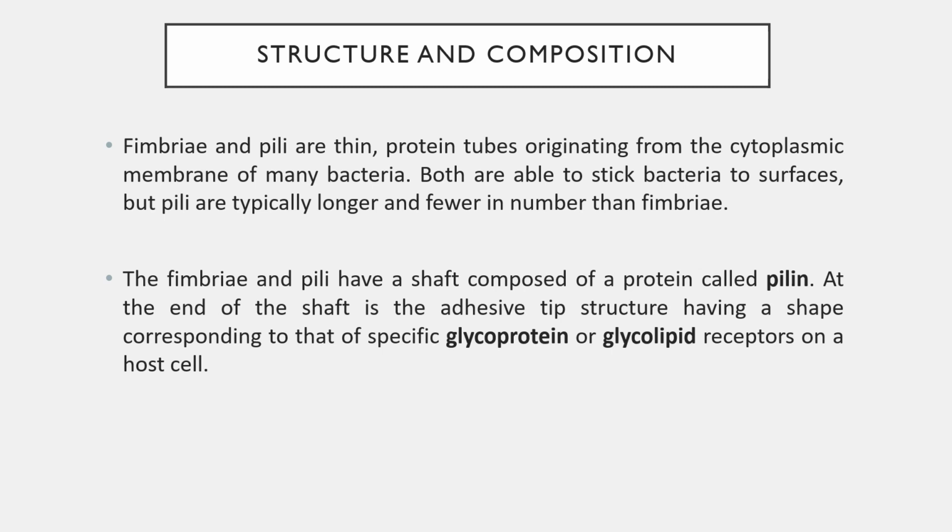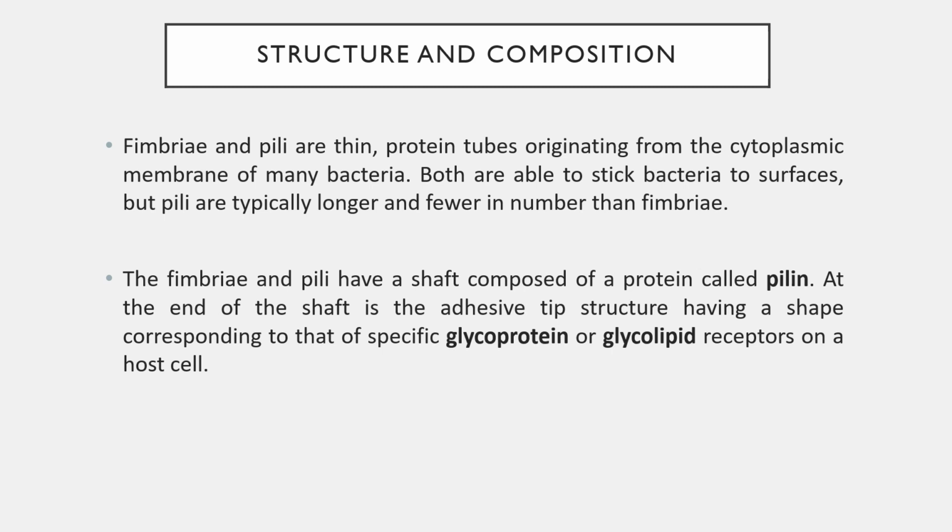Talking about the structure and composition, they have thin protein tube structure that is originating from the cytoplasmic membrane of the bacteria, which help the bacteria to stick to the surfaces. But if we see the difference, pili are typically longer and fewer in number as compared to the fimbriae. And both the fimbriae and pili have the shaft composed of a protein called pilin, and in case of fimbriae you can call it as fimbrian as well.